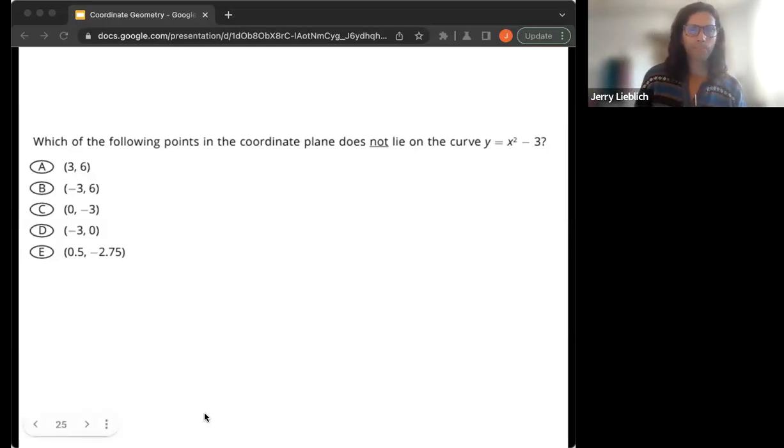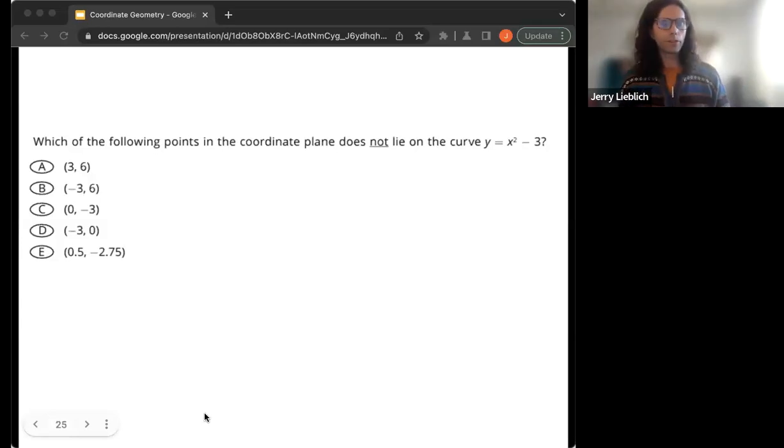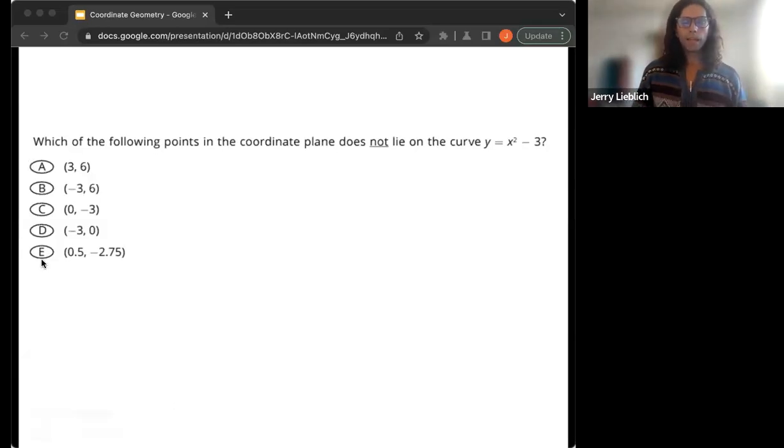Okay. So the first thing to notice, unless they tell you choose all that apply, it's only going to be one answer. So we want to know which one does not lie on the curve. And it's very easy to get lost in something like this. And now this is a curve, and this is not a line.